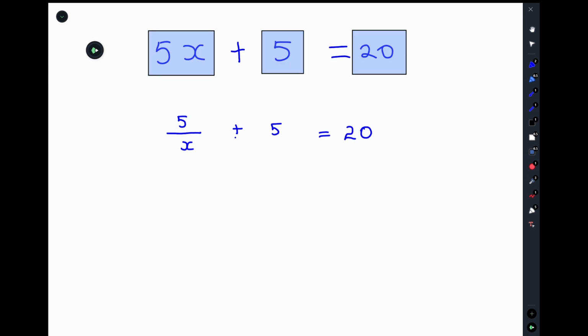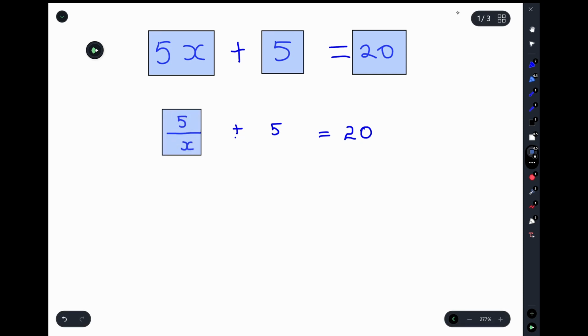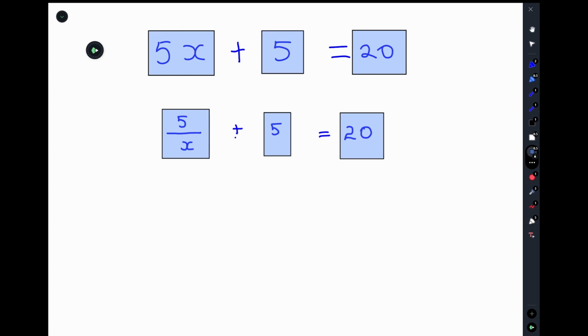Here we have another equation. 5 divided by x. Again, this is considered one single term. Plus 5, our second term, equal 20, our third term. So once again, we have 3 terms in total.